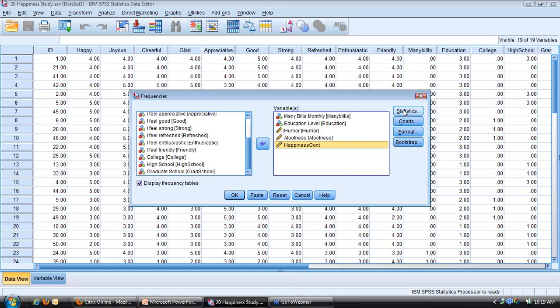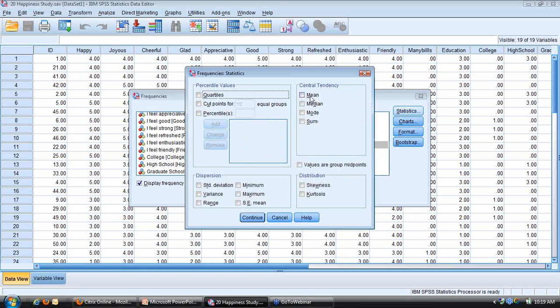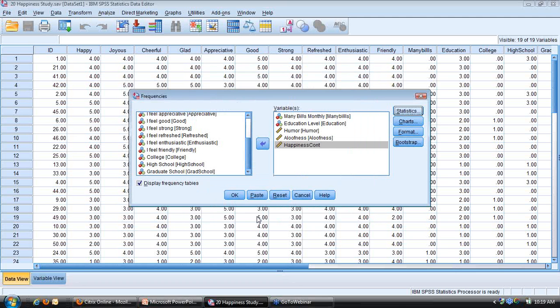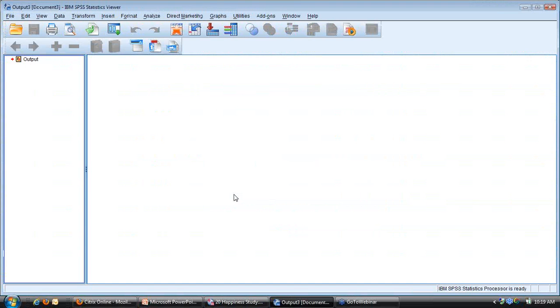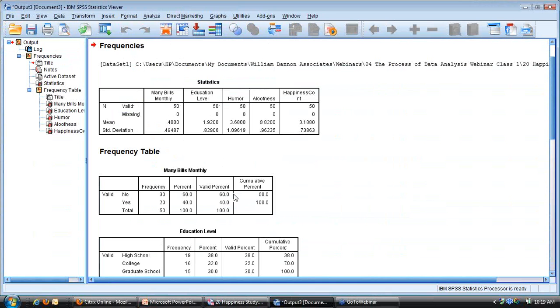There's a little "CONT" for continuous, so it's just happiness on a continuous scale. Then under Statistics, we click that, and then over the upper right, we click Mean. In the lower left, we click Standard Deviation, then Continue, and then OK. So then we get our frequencies. The first box is the statistics box. That tells you the valid responses. We have 50 people. Up top, all 50 people gave valid responses, and missing 0, 0, 0.